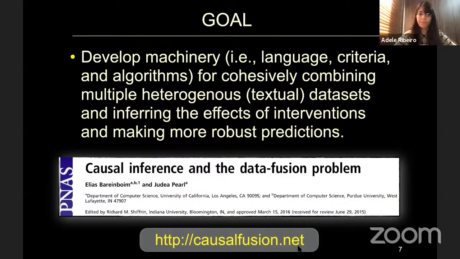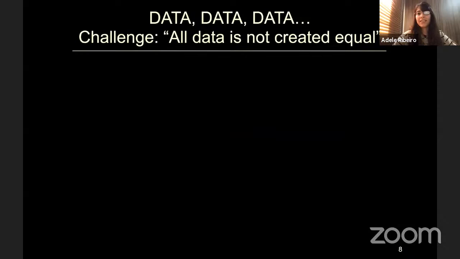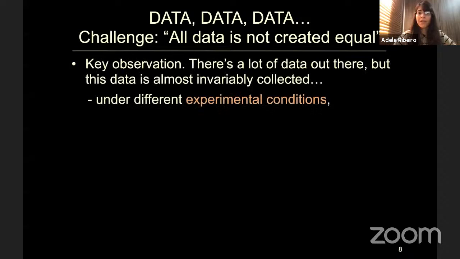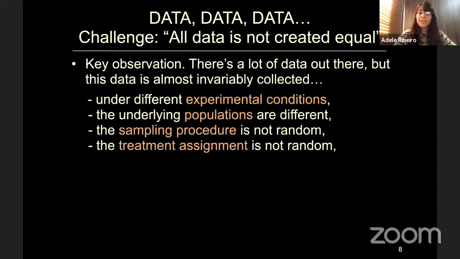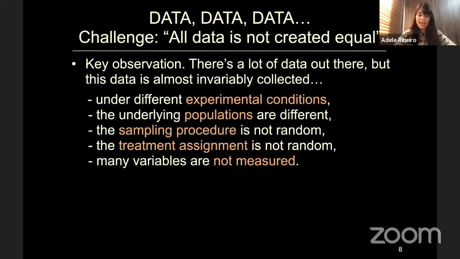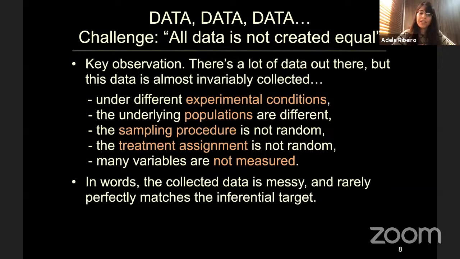So we are talking here about data, but that is a challenge. It's a huge challenge because all data is not created equal. The key observation that we can make here is that there is a lot of data out there, but the data is almost invariably collected under different experimental conditions. Also, the underlying populations are different. The sampling procedure is not always randomized. The treatment assignment sometimes is not randomized, and the variables that are measured across these studies are not always the same, so the columns of the data set are different. In other words, the data that we have available is completely messy, and rarely perfectly matches the inferential target.